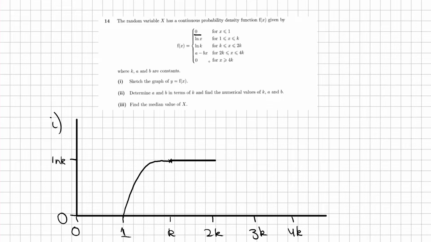And since we have a continuous probability density function, this linear function a minus bx has to be equal to natural log of k at the beginning and 0 at the end, so that is just a straight line going from there to 0.